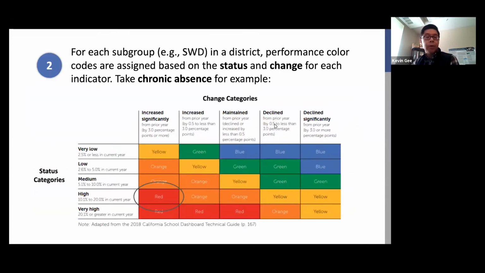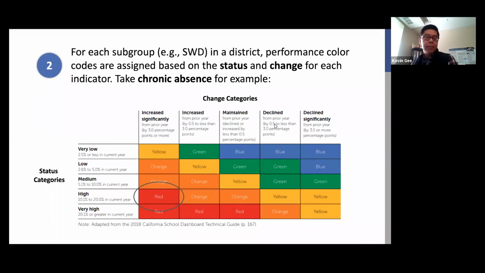So given indicators that underlie these state priority areas, for each subgroup in a district, for example, students with disabilities, there are performance color codes, which again, many of you who have been on the California dashboard are familiar with. So they're assigned color codes based on both the status and change for each of the underlying indicators.